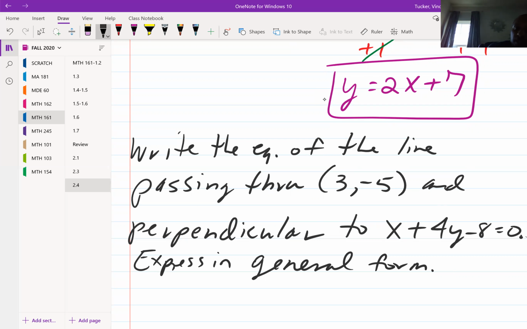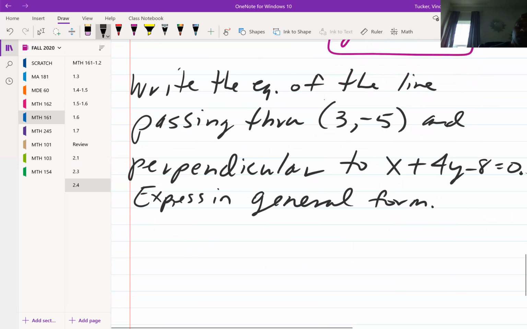All right, write an equation of the line passing through (3, -5) and perpendicular to x plus 4y minus 8 equal to 0. And they want us to write it in general form. We'll talk about that form in a second, but let's go ahead and start the process. First thing we'll do is take the equation that we have and figure out what the slope is.